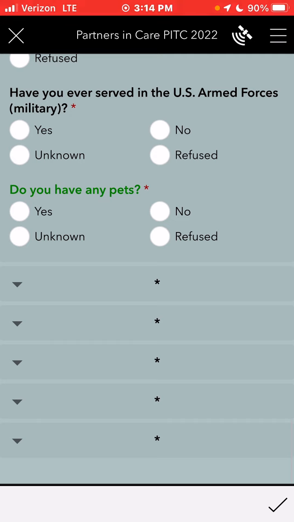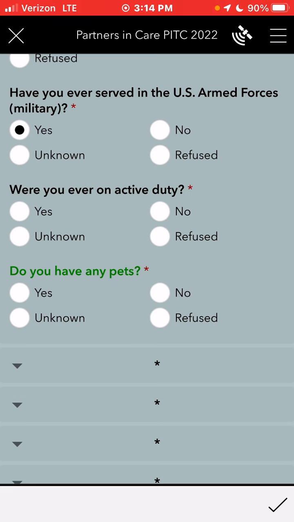Have you ever served in the U.S. Armed Forces? Similar to the Native Hawaiian choice on the race section, if you press yes, an additional question pops up. It asks, were you ever on active duty?